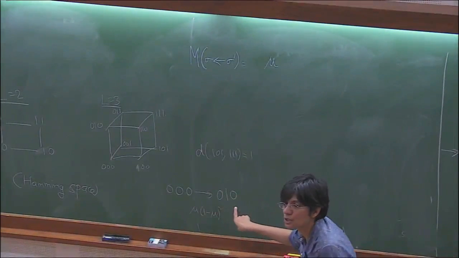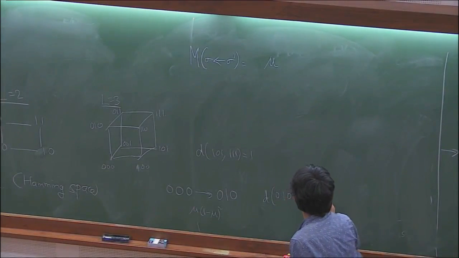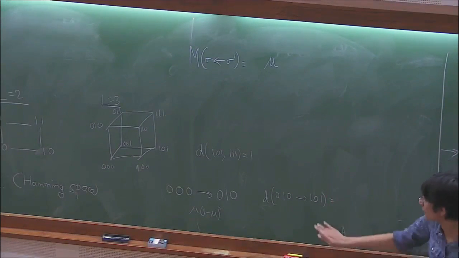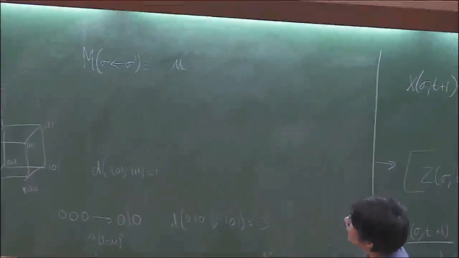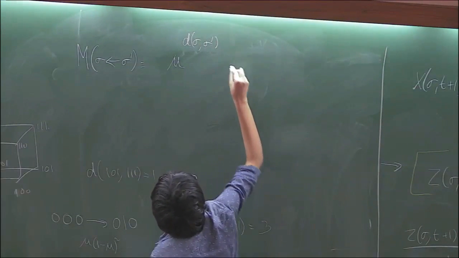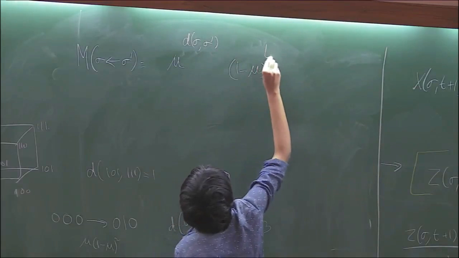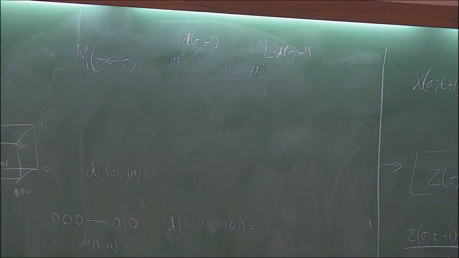What is the Hamming distance between these two sequences? 1. How about this? What is the Hamming distance? Okay, so that's the sort of thing I'm writing down here. So that's my mutation matrix. It just says each base, each nucleotide or each locus changes independently with a certain probability mu. That's all.